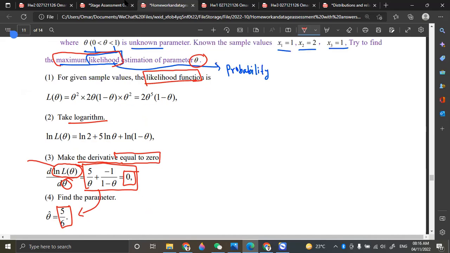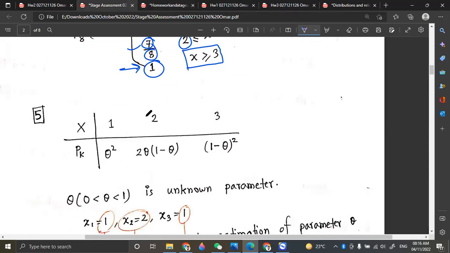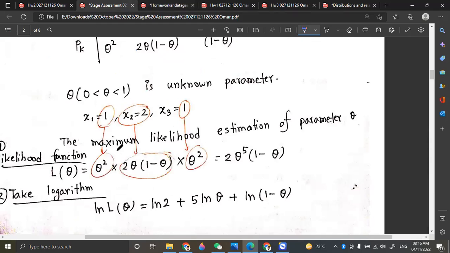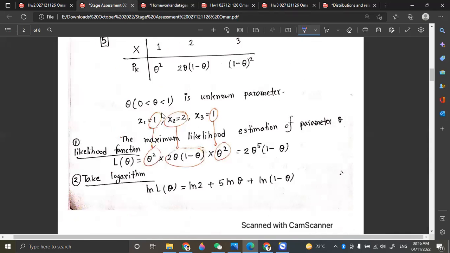See here in my notes. You see x1 equal to 1, and here theta is from 0 to 1. So for x1 equal to 1, the value is theta squared, so we write down here theta squared. And x2 equal to 2, so the value will be 2 theta into 1 minus theta. So I write down here 2 theta into 1 minus theta. And here again x3 equal to 1, so we take this probability value, which is theta squared.